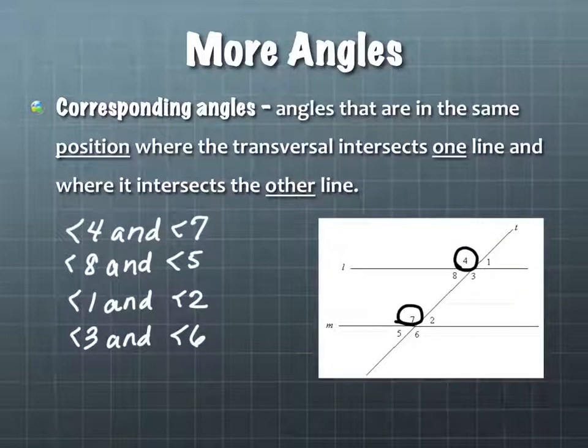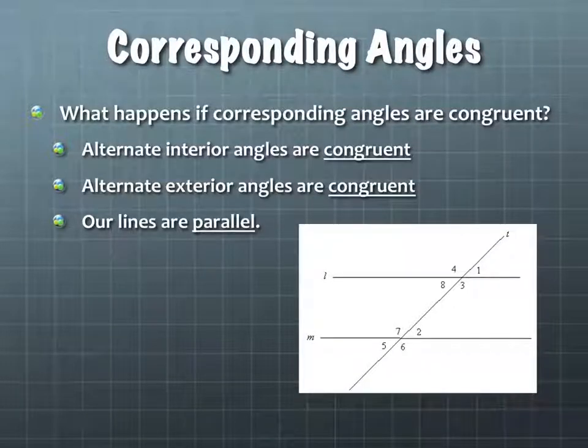So what's the deal? When would these actually be congruent? Well, what happens if they are congruent? What happens if we have corresponding angles congruent? Well, if corresponding angles are congruent, then alternate interior angles are congruent, alternate exterior angles are congruent, and our lines are parallel. So here's the cool thing. Knowing any one of those 4 statements automatically gives you all 4 of them.